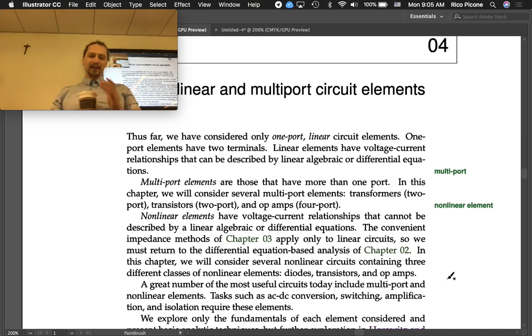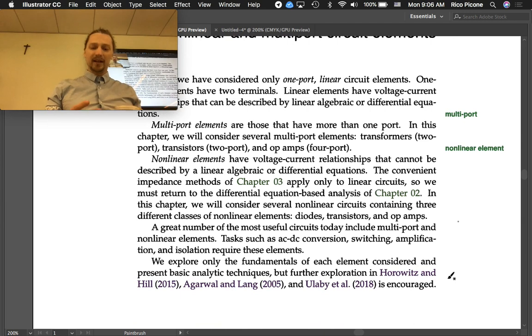In this chapter, we will consider several nonlinear circuits containing three different classes of nonlinear elements: diodes, transistors, and op-amps. Okay? So if that sounds intimidating, it's because there really is a huge amount of material that we could talk about in this. This makes up a vast amount of electronics. But we're only going to scratch the surface in this class. We're just going to try to scratch it in a way that's useful to us and gives us a start in it.